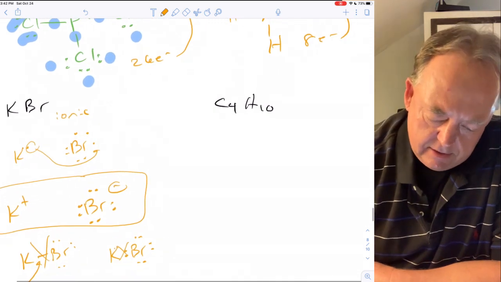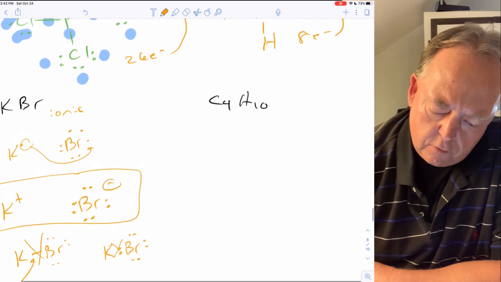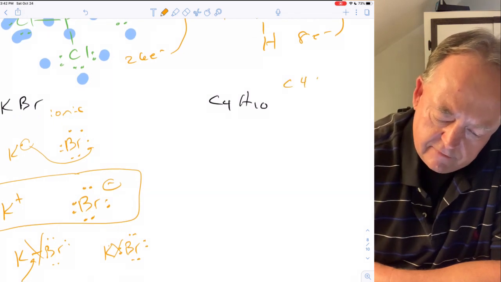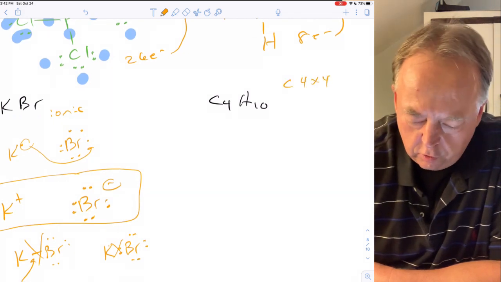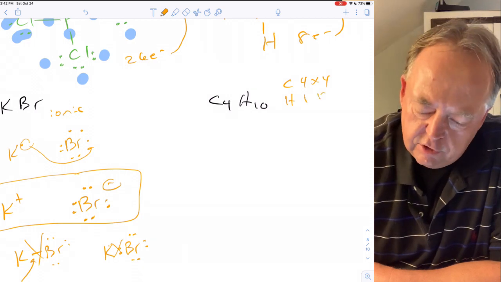And then lastly, C4H10. So carbon's got 4 valence electrons, and there's 4 carbons. Hydrogen's got 1 valence electron, and there's 10 of them.